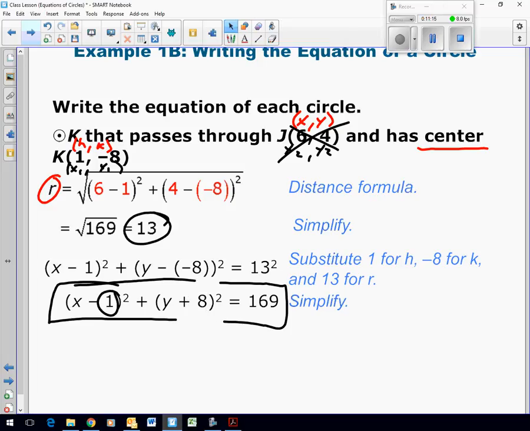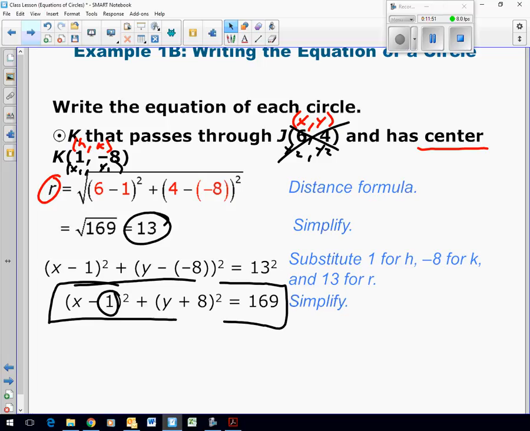Bradley, my k value, 8, is it positive or is it negative? It's negative. Guys, when I write this in the equation of a circle form, notice what happens. This becomes positive, right? Because it's minus negative. Remember, my distance formula has subtraction included in it. So if I have any negative numbers, they're going to switch to positive.